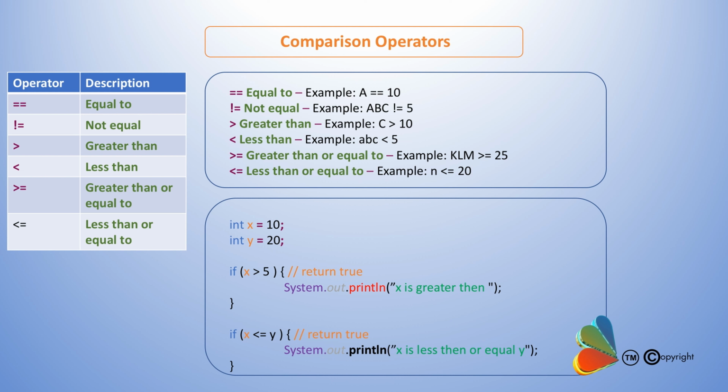Return true. Less than. Check conditions if first operand's less than second operands. Return true. Greater than or equal to. Check conditions if first operands greater than or equal second operands.